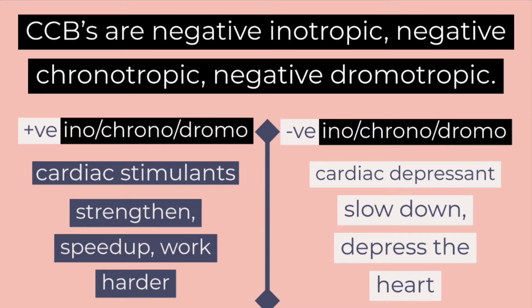Now let's check what happens with positive dromotropic. They are cardiac stimulants: they strengthen, speed up, and make the heart work harder. So with negative dromotropic, they are cardiac depressants: they slow down and depress the heart.